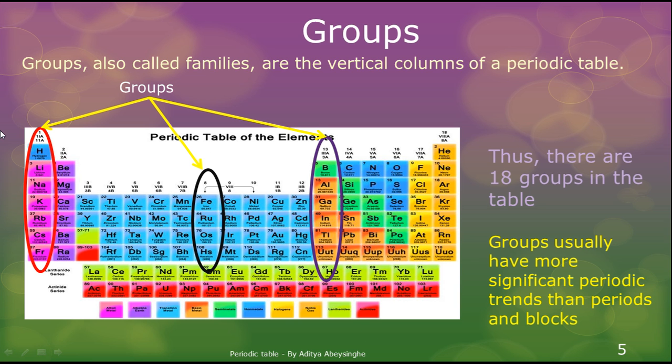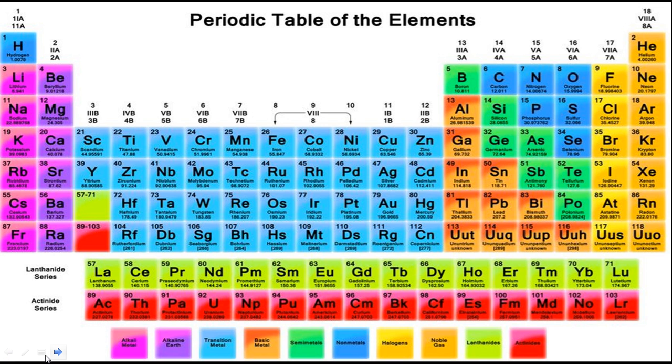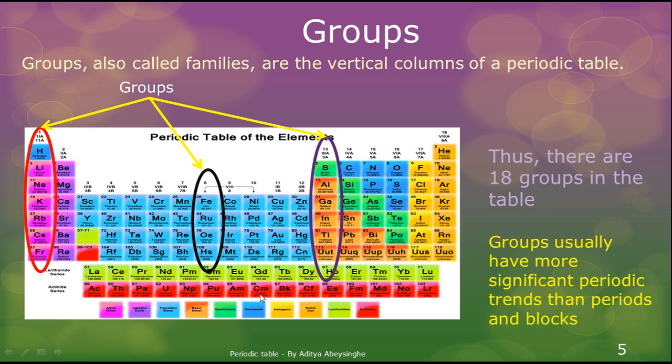You can see that hydrogen, lithium, sodium, potassium, rubidium, cesium, and francium come in one vertical line. So that's one group or family. A similar thing can be seen here: beryllium, magnesium, calcium, strontium, barium, and radium; iron, osmium, and so on; boron, aluminium, gallium, indium, thallium, and so on.